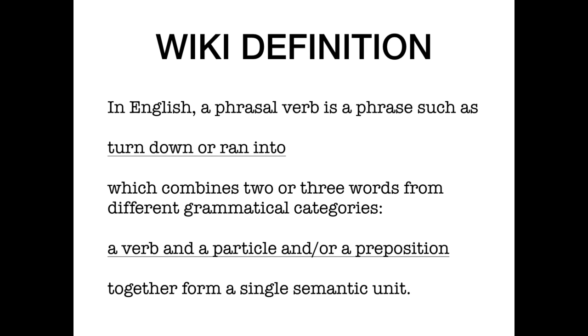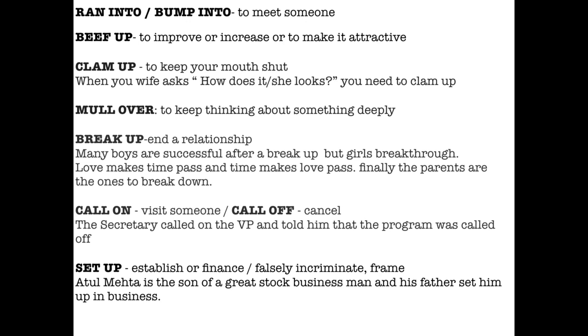Now let's move to phrasal verbs. It's a verb such as turn down or run into. Turn down: I turned down that proposal. I ran into my friend after 5 years. These are a combination of a verb and a particle or a preposition. We'll look at the rules later, so let's first get the idea of what these phrasal verbs are.